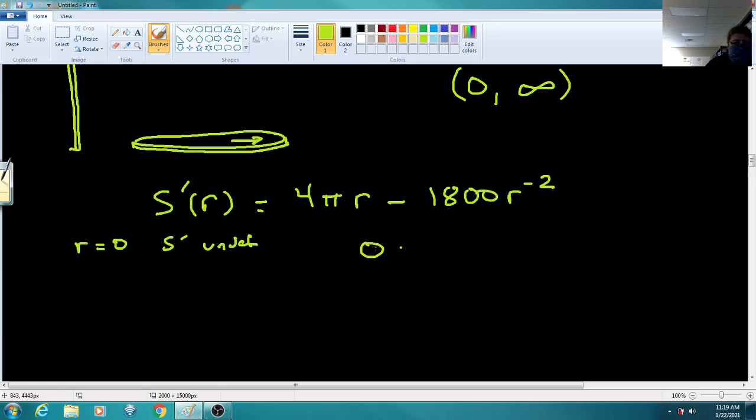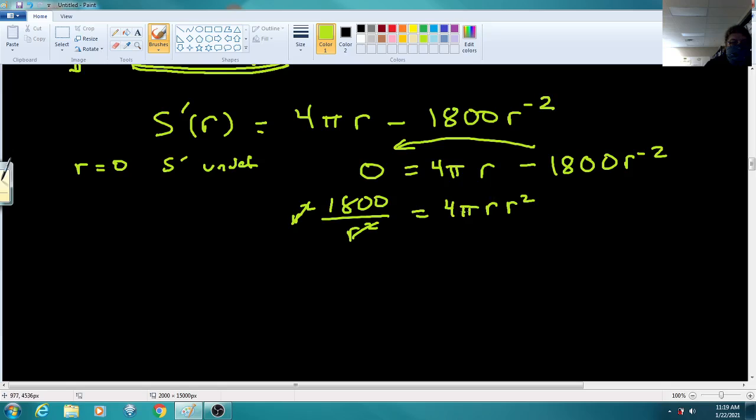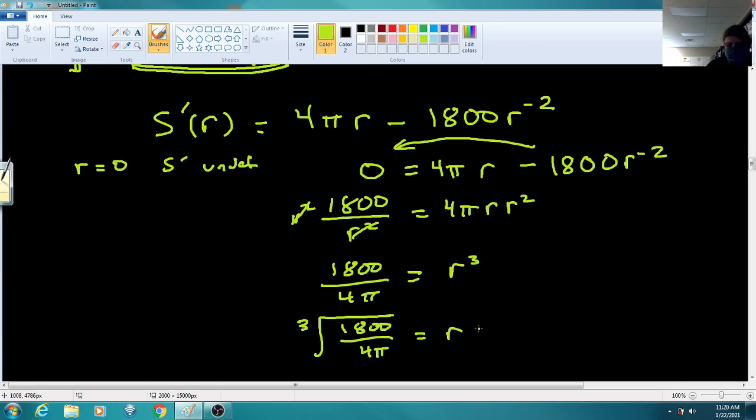To get the other one, we're going to set the equation equal to 0 and solve it for r. That'll get us our other solution. So this will move over, and we'll get 1800 over r to the negative 2, which is the same thing as over r squared, equals 4 pi r. The r squared will multiply across, and the 4 pi I'm going to divide across, so we'll get 1800 over 4 pi equals r cubed. So basically the cube root of 1800 over 4 pi is going to be the other critical point.